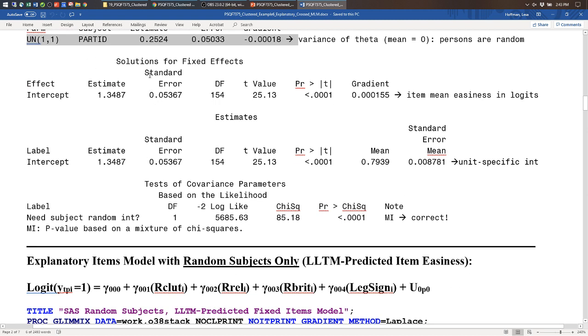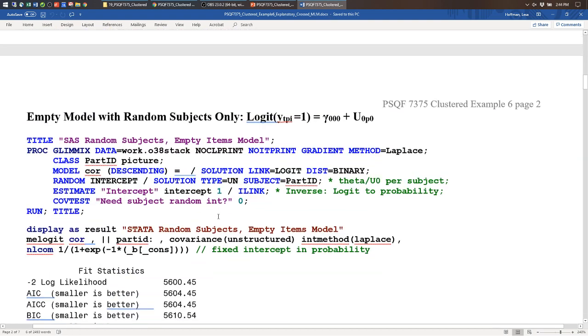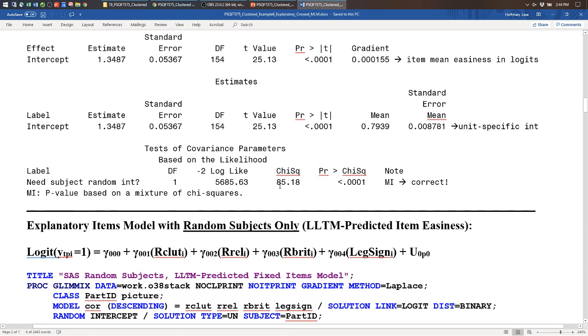Do I need that theta variance? The likelihood ratio test relative to the previous model says yes I do, and I verified that this result is actually correct. You'll see what happens later on when it actually doesn't work.